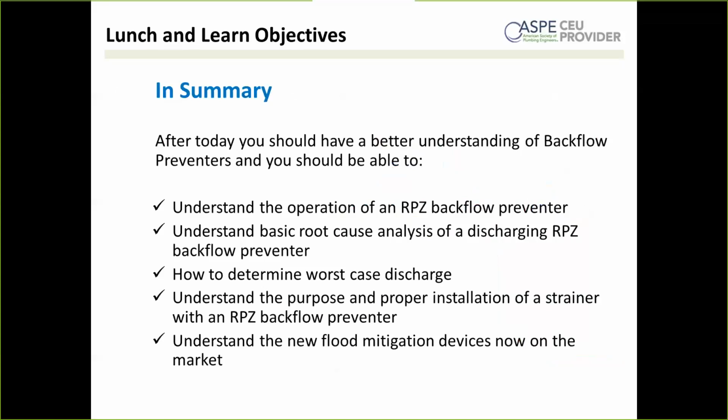In summary, after today, you should have a better understanding of backflow preventers, and you should be able to understand the basics of an RPZ backflow preventer, understand basic root cause analysis and troubleshooting of an RPZ backflow preventer, how to determine worst case discharge, that's based on those published RPZ relief valve discharge rates that every backflow manufacturer should be able to provide you, understand the purpose and proper installation of a strainer with an RPZ backflow preventer, and finally, understand those new flood mitigation devices now on the market, along with how to size those drains.